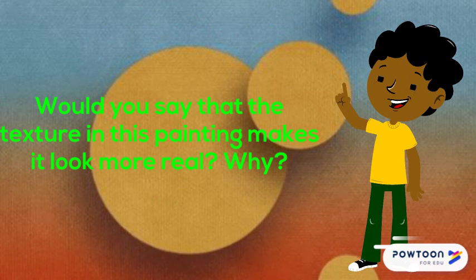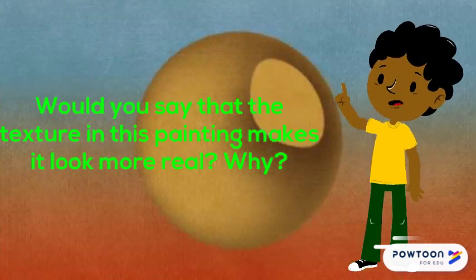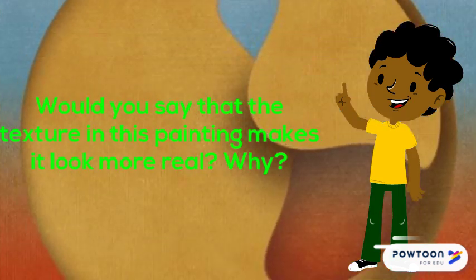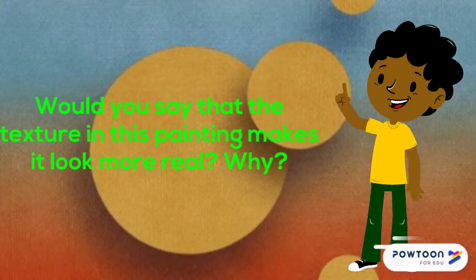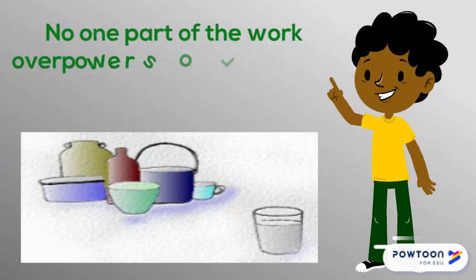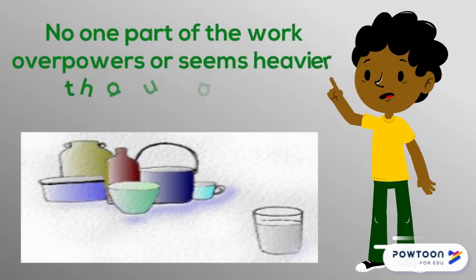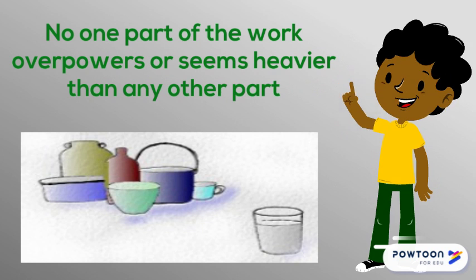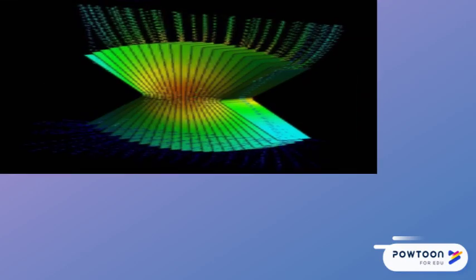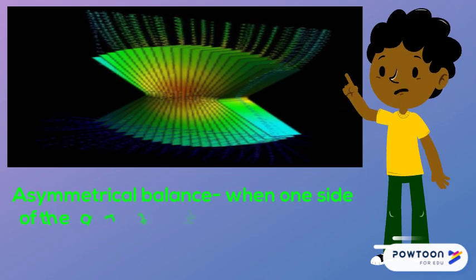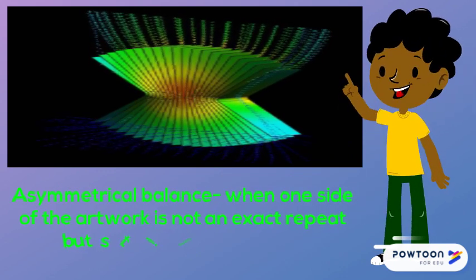Balance is the way in which the elements such as shape, form, and color are arranged equally to create a feeling of stability in the work. No one part of the work overpowers or seems heavier than any other part. There are two types, symmetrical and asymmetrical. Symmetrical balance is when the parts of the artwork are organized so that one side mirrors the other. Asymmetrical balance is when one side of the artwork is not an exact repeat, but still there is a feeling of equilibrium.